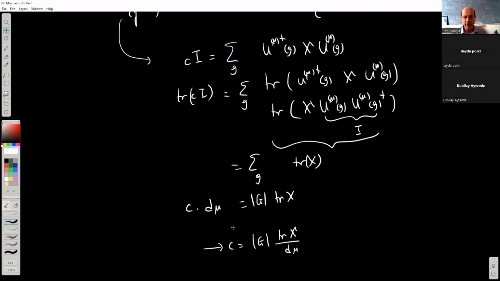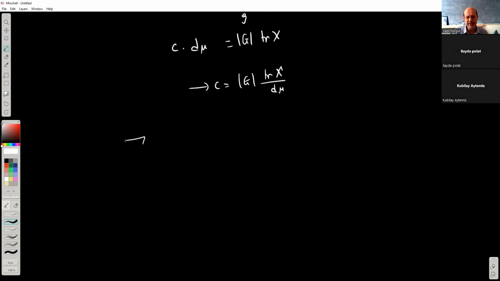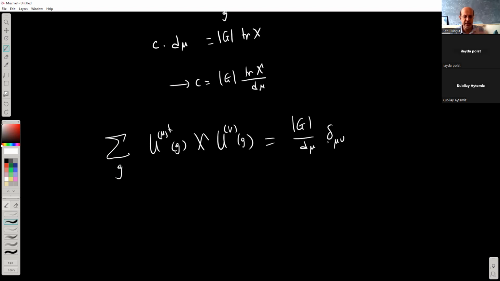In short, I can summarize this relationship like this. Sum over the group elements of u mu dagger g x u mu of g is equal to the order of the group divided by the dimension, times delta mu nu. So if mu is different than nu, the right-hand side is definitely 0. These are inequivalent. If mu is equal to nu, in that case I'm going to write this expression in here. I already wrote this, so this is the trace of x.